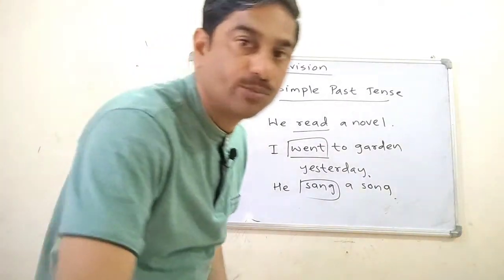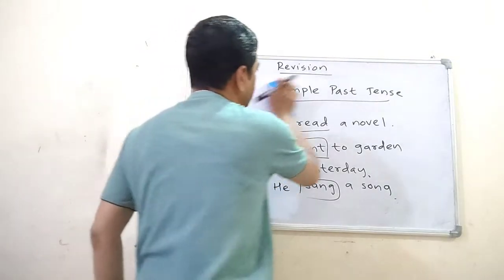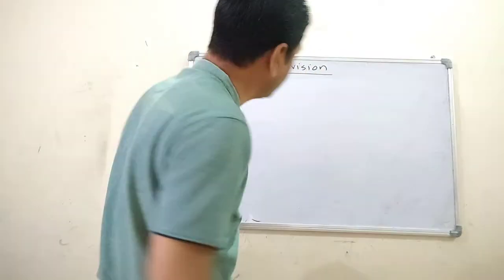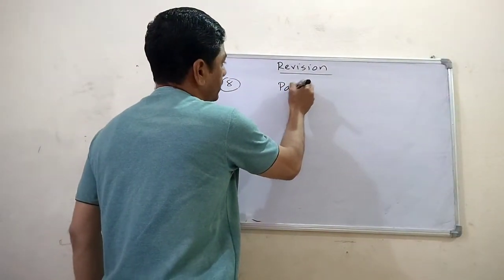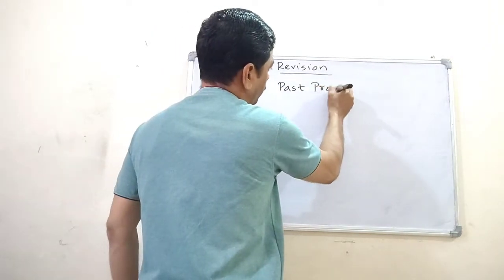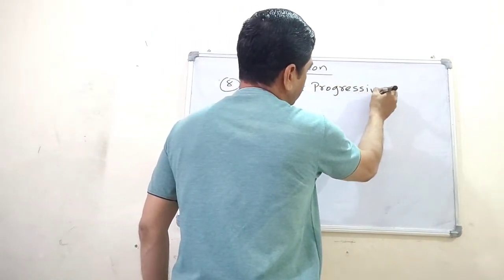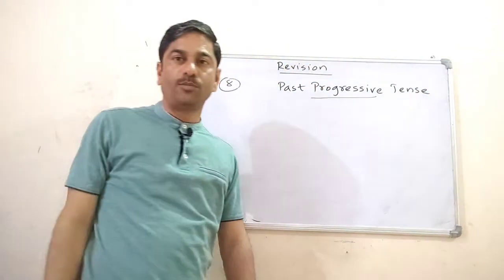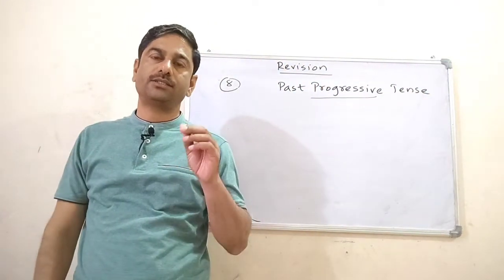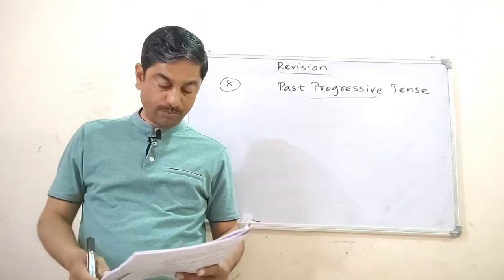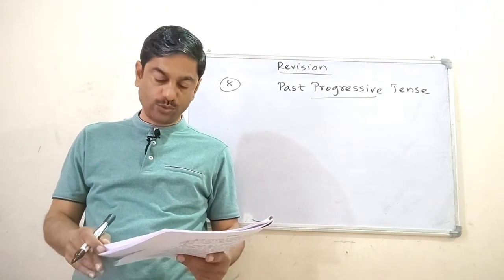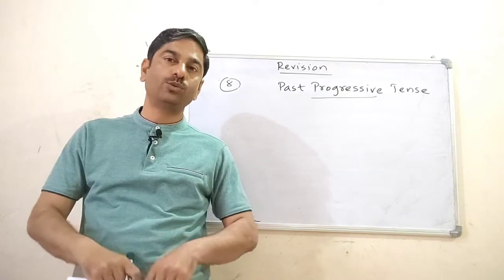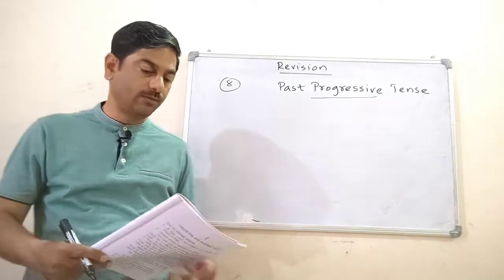We studied past progressive tense also. Another name of past progressive tense is past continuous tense. Past progressive tense is used to show that an action was in progress in the past. We make use of was, were and the ing form of the verb.